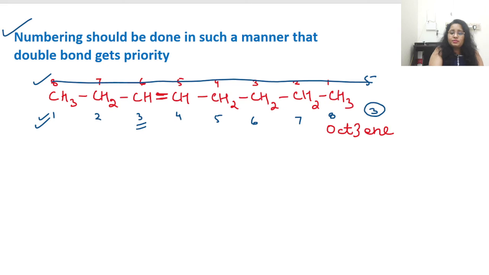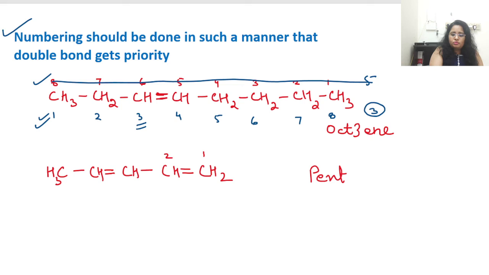Let's have one more example. Some more complicated example we will take. See. Now, let's first of all check how many carbons. So there are 1, 2, 3, 4, 5 carbons. So it should be pent. Now numbering we can do from here, 1, 2, 3, 4, 5, or we can do 1, 2, 3, 4, 5.